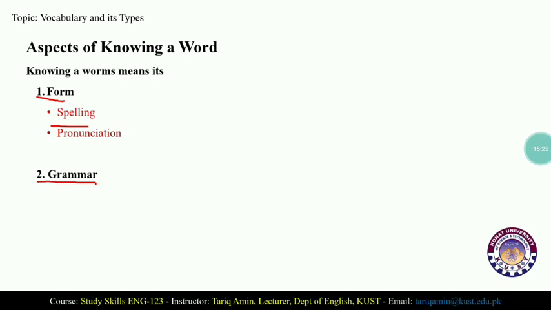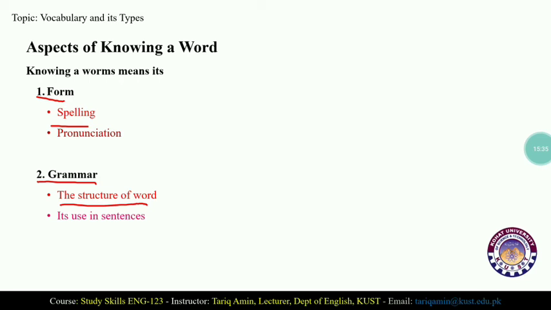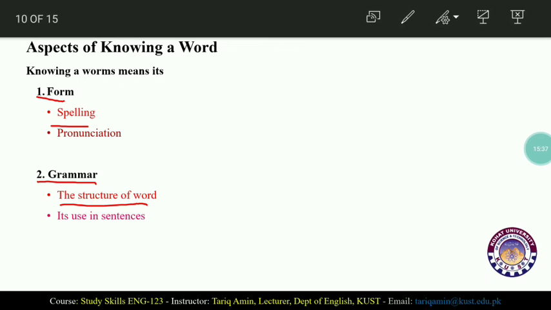What do we mean by grammar of a word? We mean that you know the structure of the word. For example, what is the structure of B-O-Y, and you know its use in different sentences. When you say that I know the grammar of a word, it means that you know how to use a particular word in different sentences, or where a particular word can be used in a sentence.